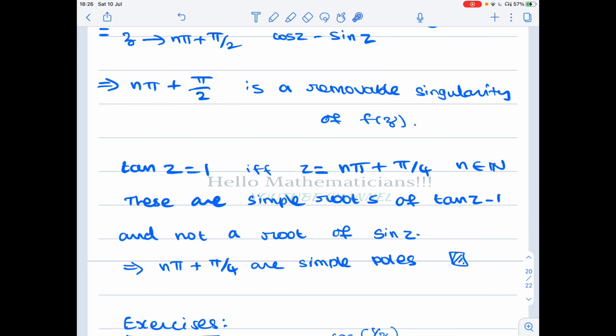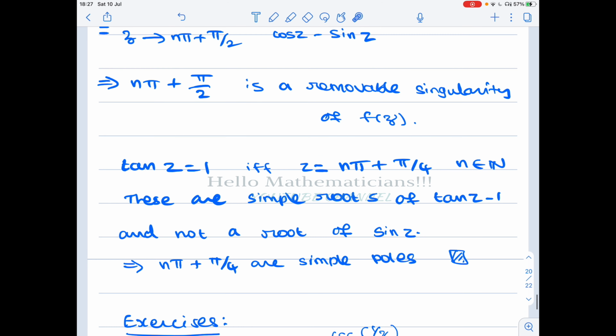Now again we have to look at the points where tan z is equal to 1. So tan z equal to 1 if and only if z equal to n pi plus pi by 4. Tan pi by 4 is 1, that you know, but tan is a periodic function of period pi. Therefore if you add n pi to pi by 4, for all those numbers tan z will be equal to 1. Now these are all simple roots of tan z minus 1. Again you can look at the derivative of tan z. n pi plus pi by 4 is not a root of the derivative, which means that they are all simple roots of the function tan z minus 1.